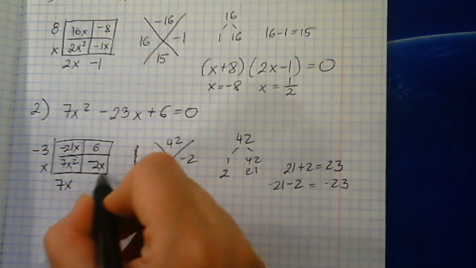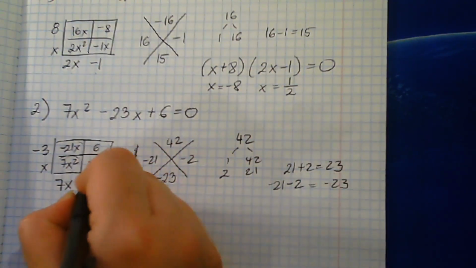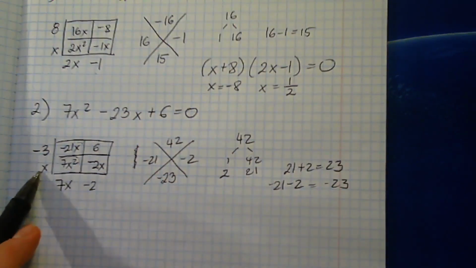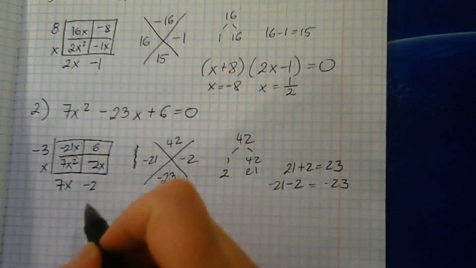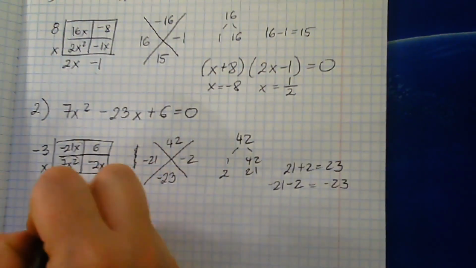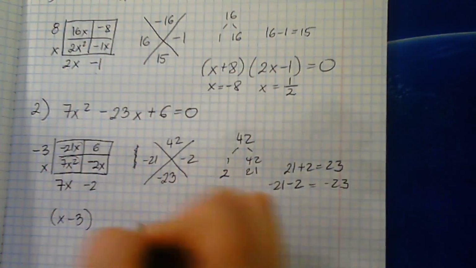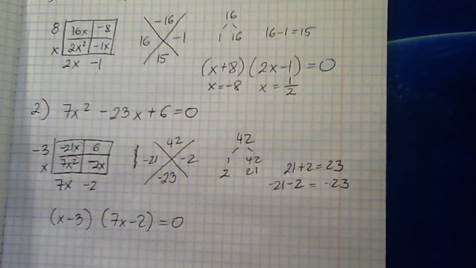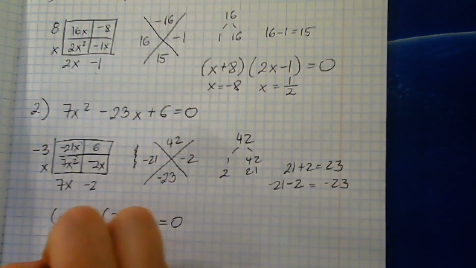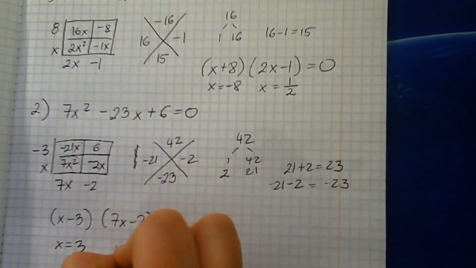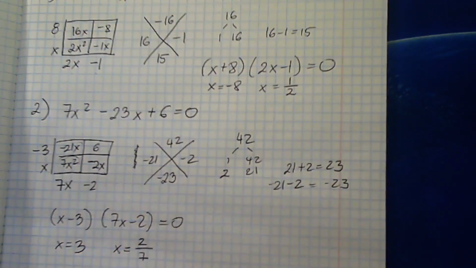Okay, this area is only missing negative 2. Because negative 2 times x is negative 2x, right? And then negative and negative will give me positive 6. Okay, x minus 3, 7x minus 2, and then solve it. One of the answers is positive 3. One of the answers is positive 2 over 7.